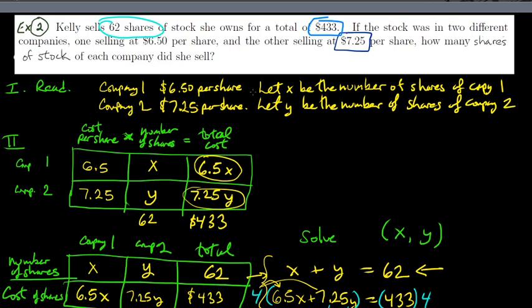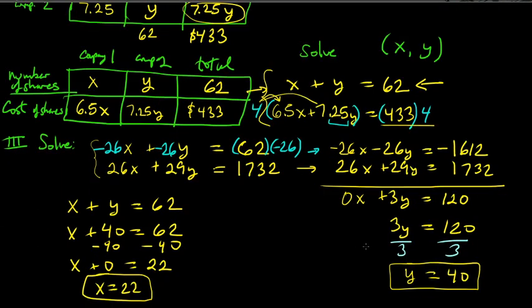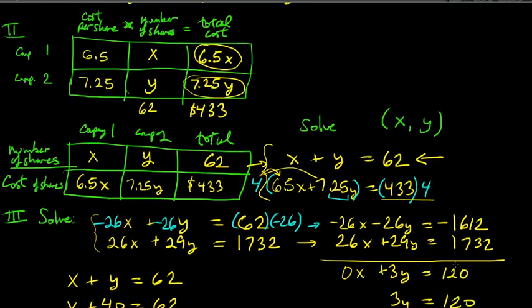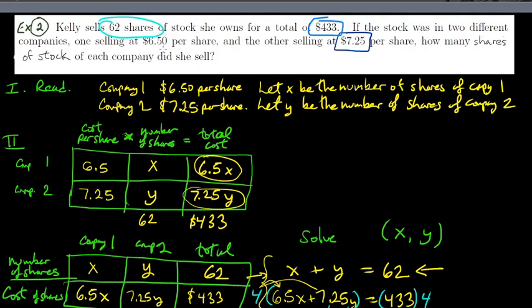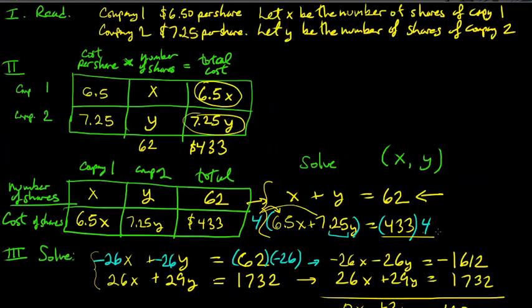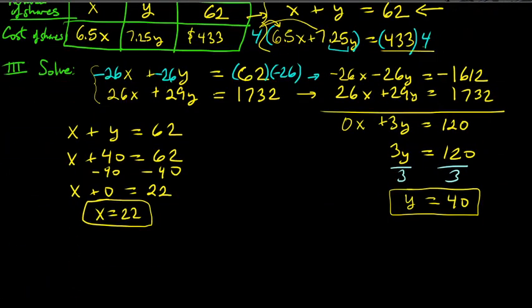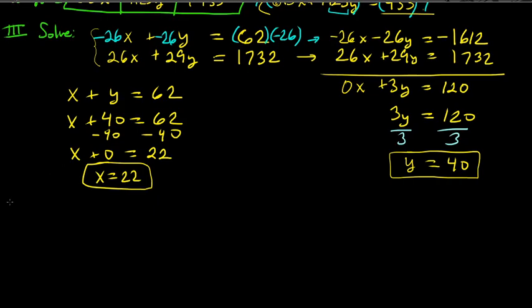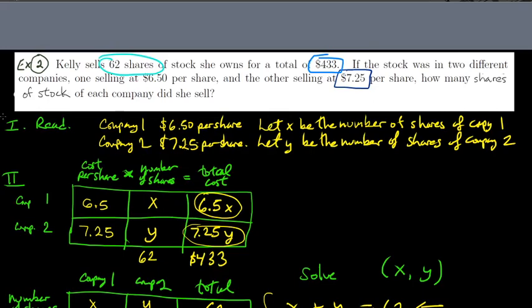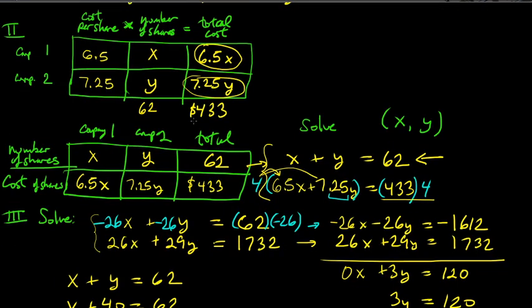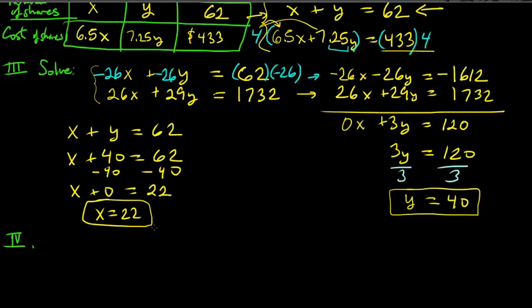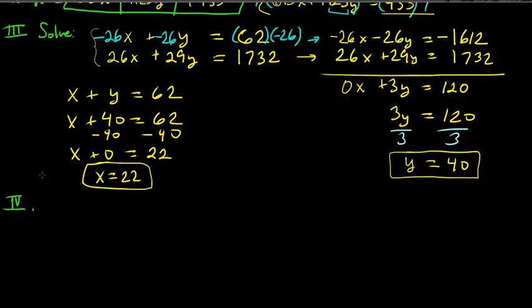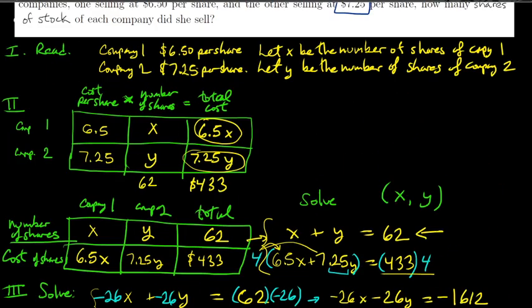That's $6.50 per share. That's company 1. And then 40 shares, that was $7.25 per share. So to answer the question, don't forget that's step 4. So the first question was, how many shares of each stock? So how many shares of each stock from company 1? So 22.